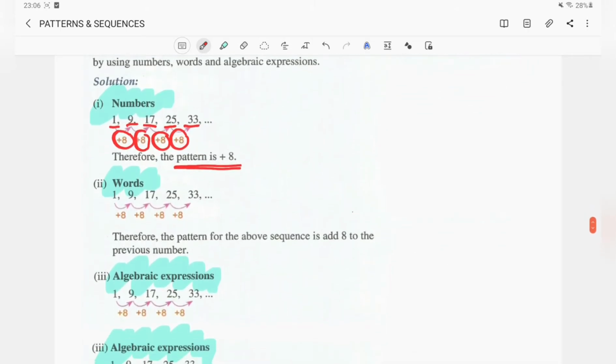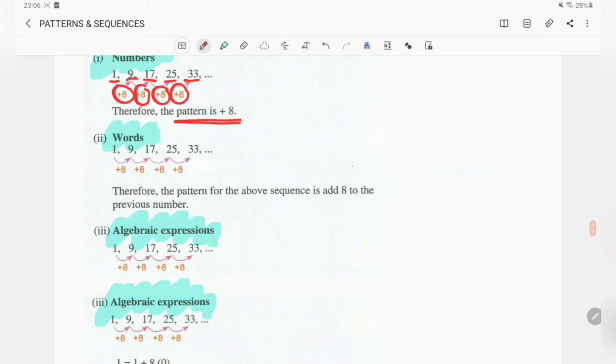Now how to describe the pattern of a number sequence if you use words. The same number sequence. How to describe it is you have to describe it in a full sentence. It is just like how you describe by using numbers, but you have to describe it in a full sentence. The pattern for the above sequence is add 8 to the previous number. So the difference between describing by using numbers and using words is, using numbers you can use the sign of adding, add 8, whereas if you use words you have to describe in a full sentence: add 8 to the previous number. Make it clear.